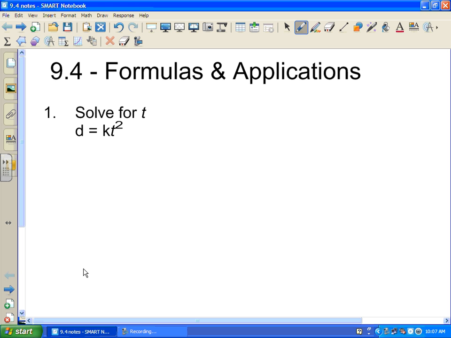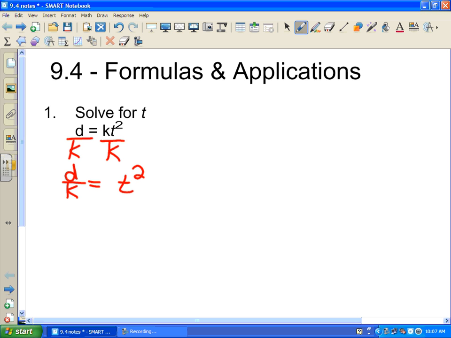Okay, first problem says solve for t. So what does that mean? What do we want to do? Get t by itself. What would be the first step? You know how to do this. Have faith in you. Divide by k. You don't even need a calculator for this problem. There's not any numbers involved.